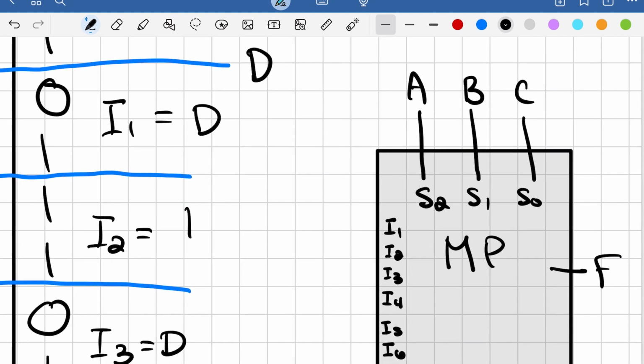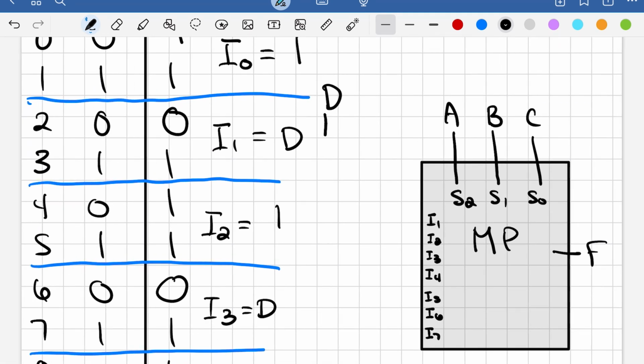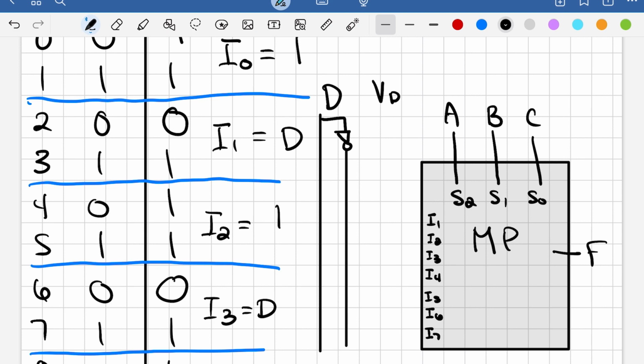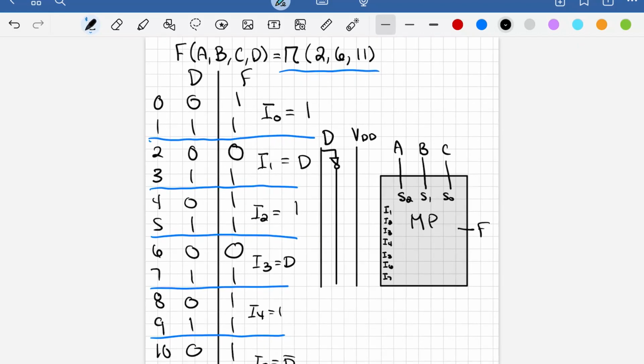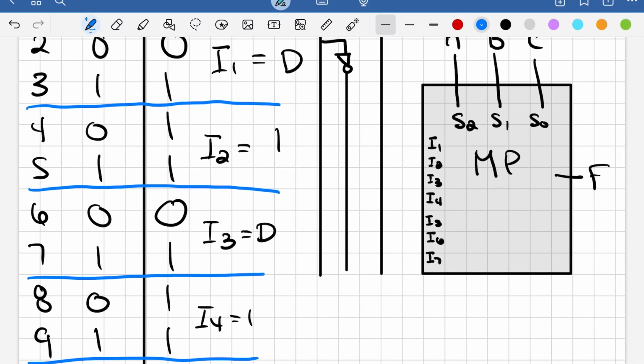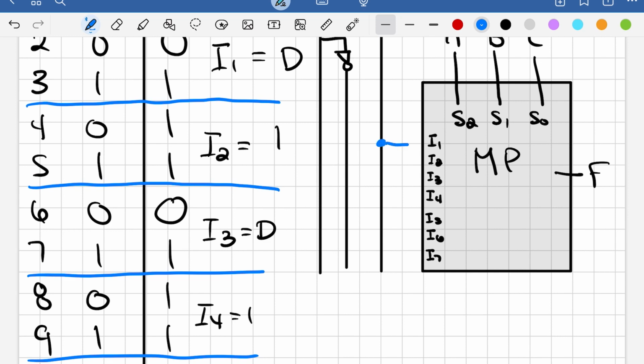So the first thing I'm going to do is take my D all the way down. Then I have my inverse of D. And then I have my VDD. So this is my voltage. Move that. Perfect. So now we're going to come back here. Our I0 is 1, so voltage. So I'm just going to do a dot and a dash in.